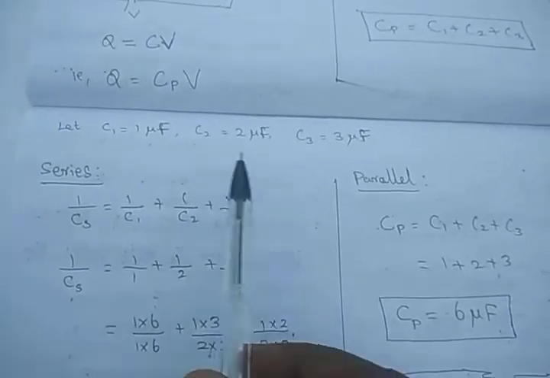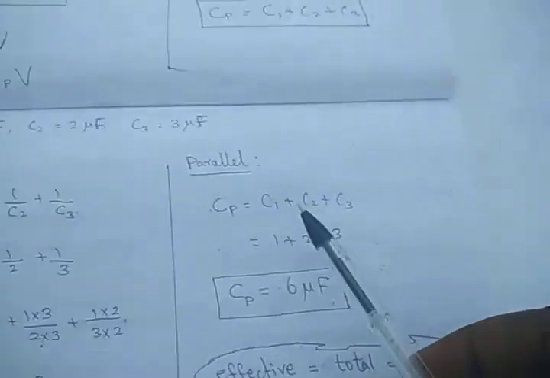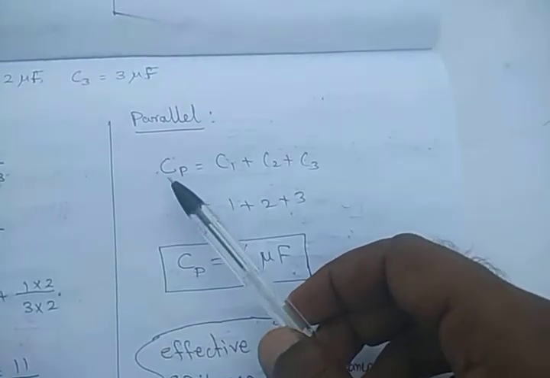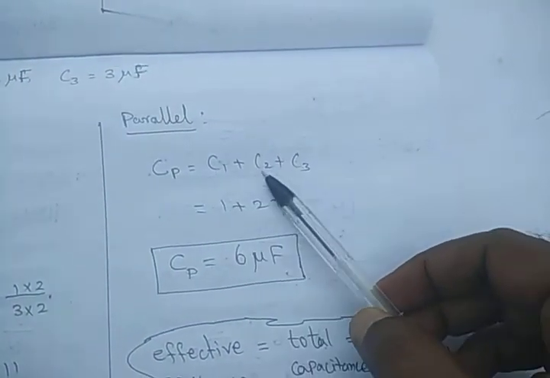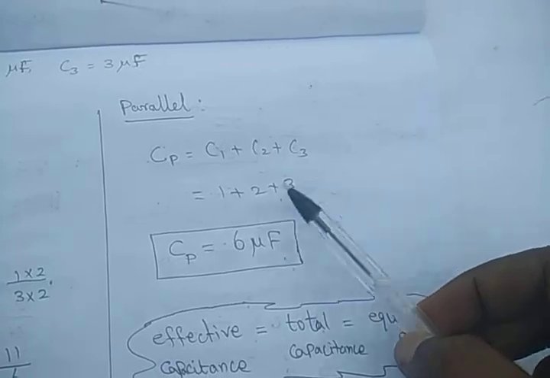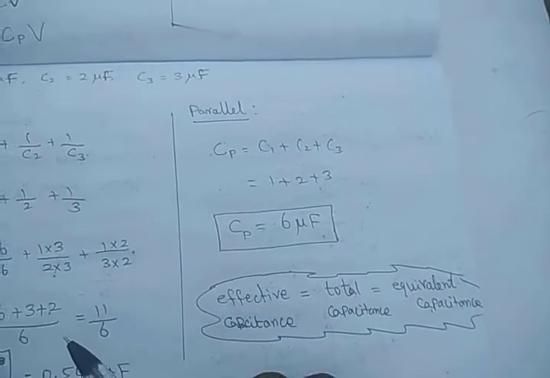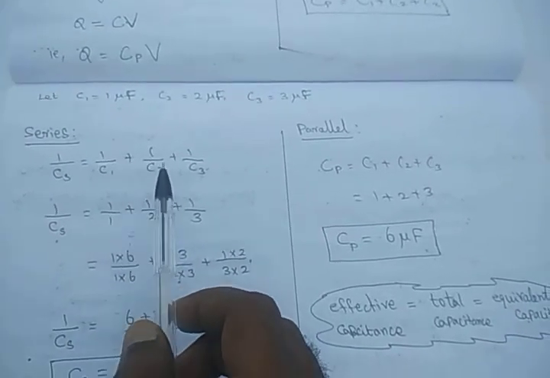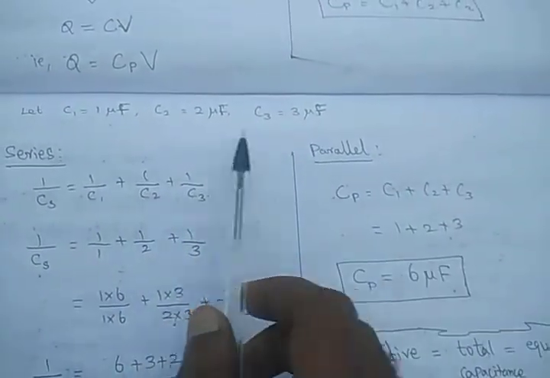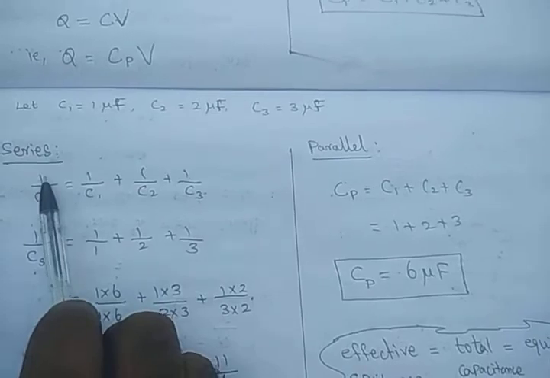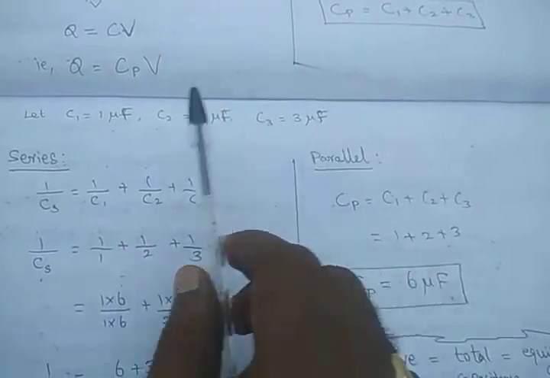Let us see the same capacitors connected in parallel. It is very easy, because Cp equals C1 plus C2 plus C3. So 1 plus 2 plus 3, finally we get 6 microfarad. So what we understand is that when three capacitors are connected in series and in parallel, with the same capacitor values.